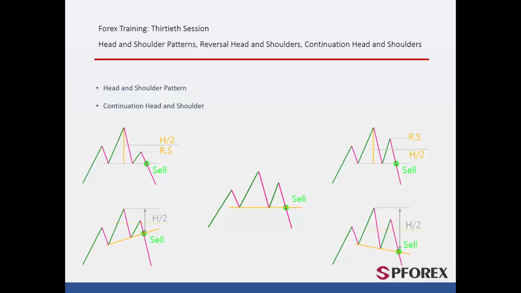This type of head and shoulder represents the best opportunity to place a sell order. The middle graph illustrates H2, which equals the height of the right shoulder. Thus, TP and SL have the same amount, but in the opposite direction.